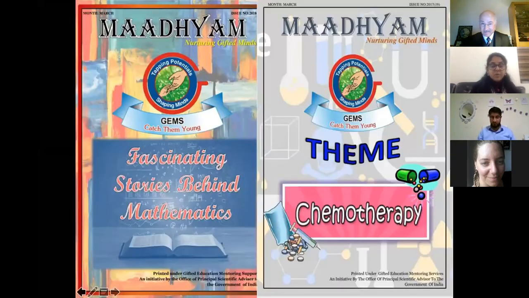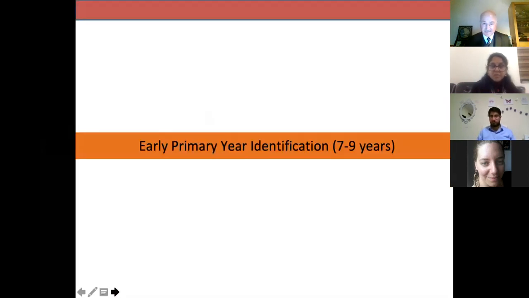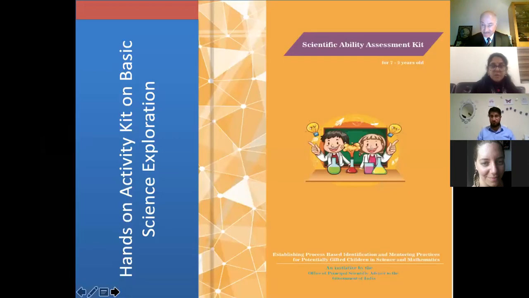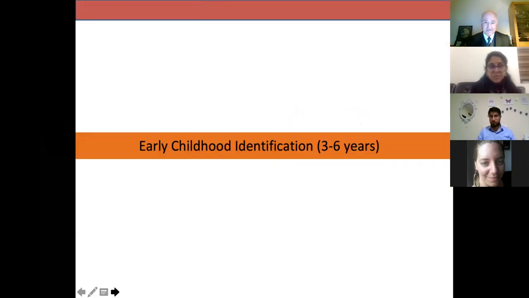For that, okay, sorry, this is also the Madhyam. The Madhyam is basically a Hindi word which means interaction. So we started these monthly magazines for gifted students, because they were spread all across the country. So we wanted to have a continuous communication channel with them. So we identified interesting themes, and this monthly magazine used to be distributed to them. Okay, so first I'll talk about the early childhood.